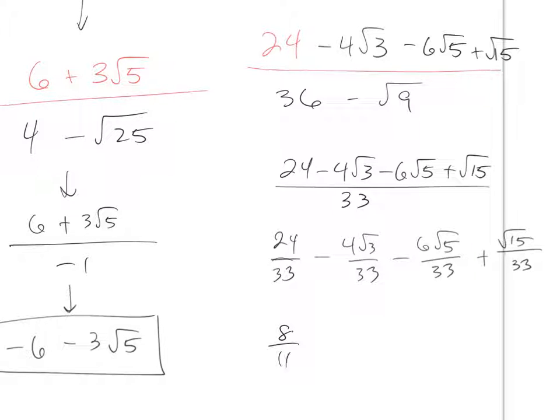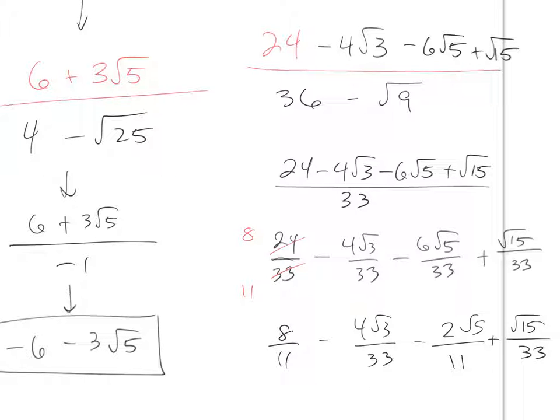This becomes 8 over 11. Still, minus 4 root 3 over 33. 6 over 33, divide them both by 3, you're going to get 2 over 11. The root 5 stays in place. And then at the end, you can't divide that because one's on the outside and one's on the inside. So only I can cancel here, right? Again, 24 over 33, reduce them by 3, becomes 8 over 11. 6 over 33 becomes 2 over 11. That's all I can do, but it's not really necessary.